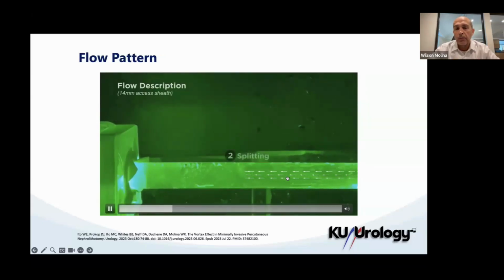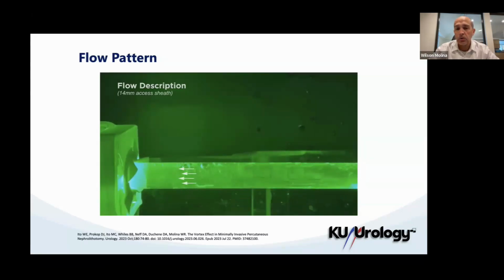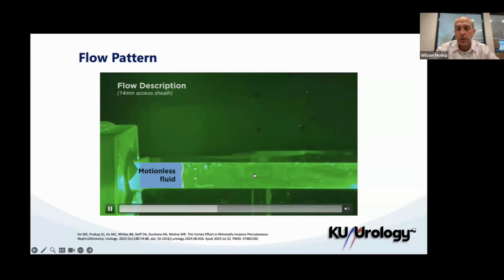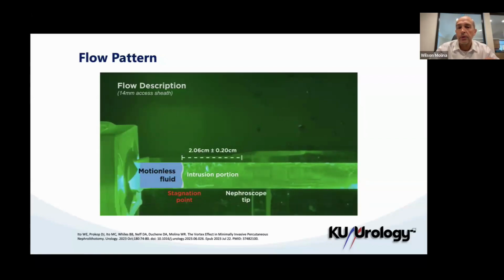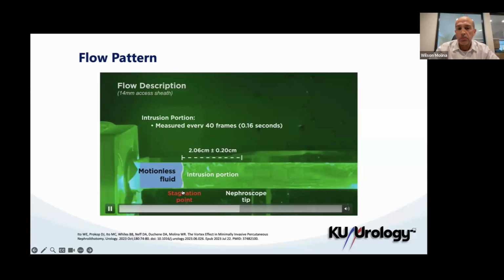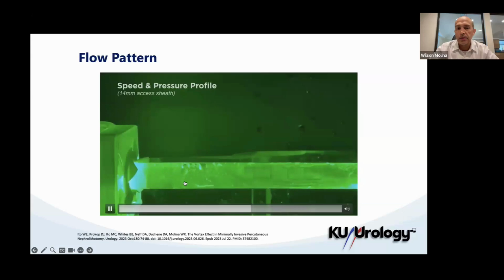So basically, when we start the flow through the nephroscope, it creates what we call an annular area, then a recirculation area, and then a stagnation point. That's what we found during our process. After this stagnation area, there's no motion, no fluid going further than that area. That's the stagnation point. There is also what we call the intrusion portion, which is between the nephroscope tip and the stagnation point.